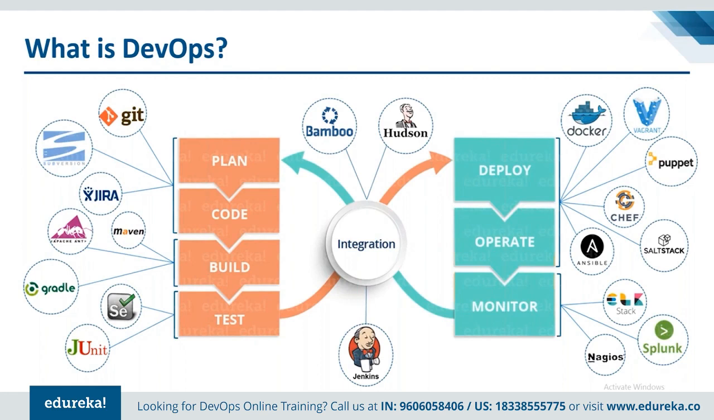And for building purposes, again we have multiple tools. Now in the continuous building phase, we have tools like Maven, Apache, and Gradle. So these tools are basically used for continuous building of the code, right?